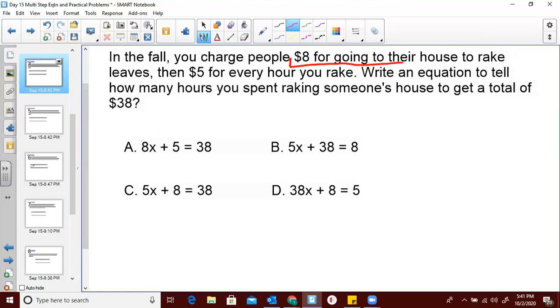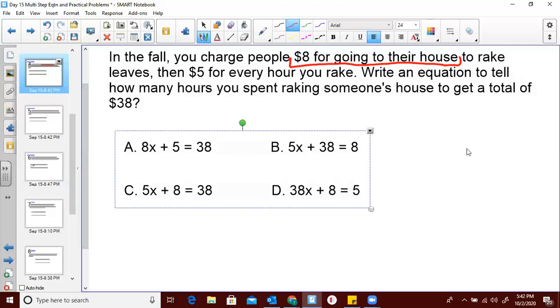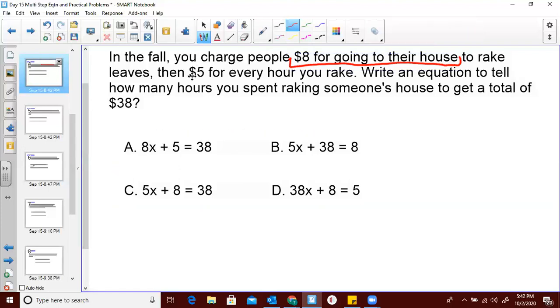So in the fall, you charge people $8 just to go to their house. You're like, I'm willing to rake your leaves, but it's $8 just for me to see what I'm getting myself into. Then you get $5 for every hour you rake. So now the question is asking you to write an equation to tell how many hours, this is what we're looking for, it's our variable, you spent raking someone's house to get a total. Now you'll see me do double underline. It's kind of like a hint, that's the equal sign, to get a total for $38.